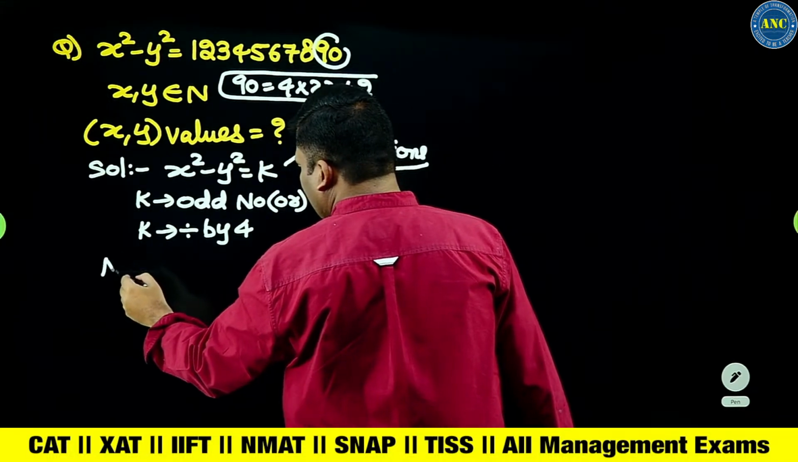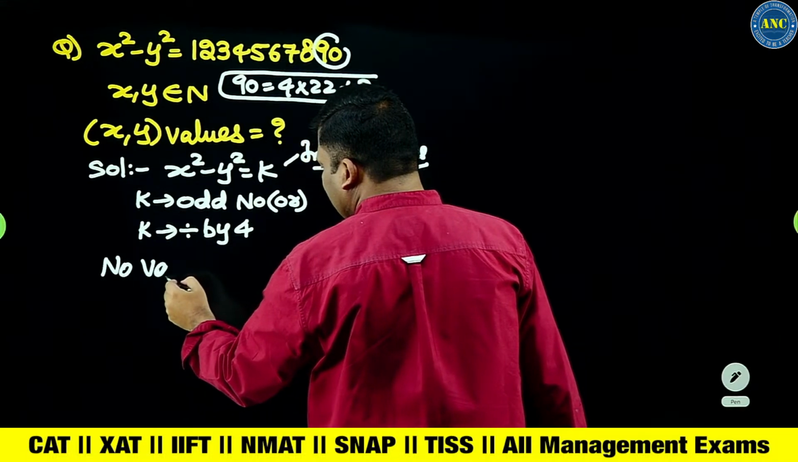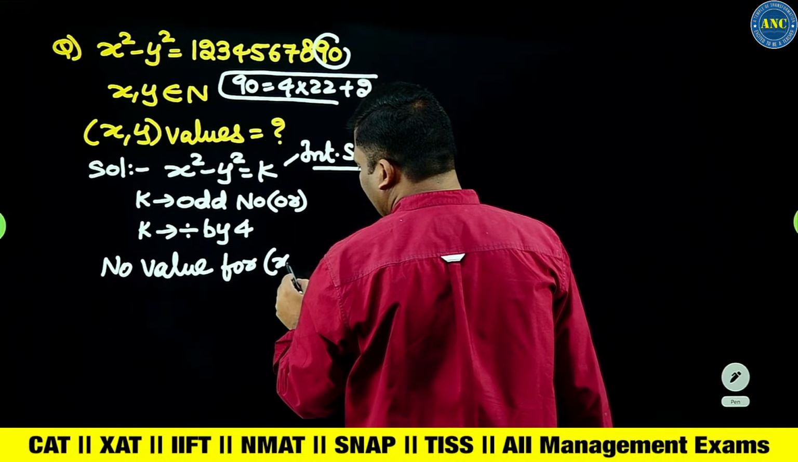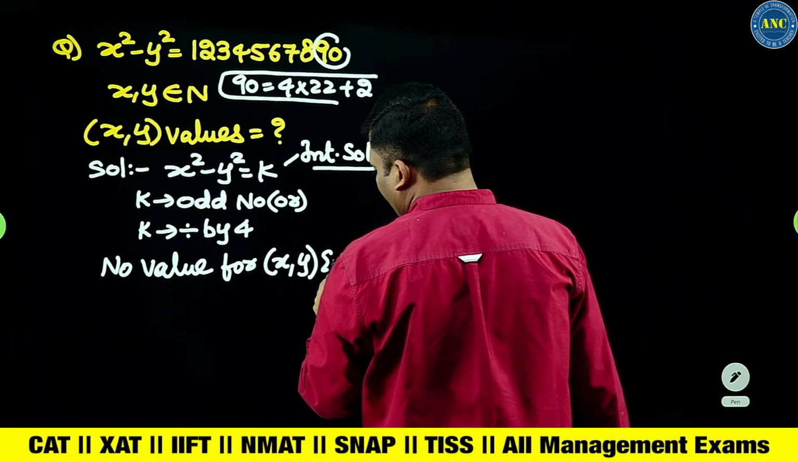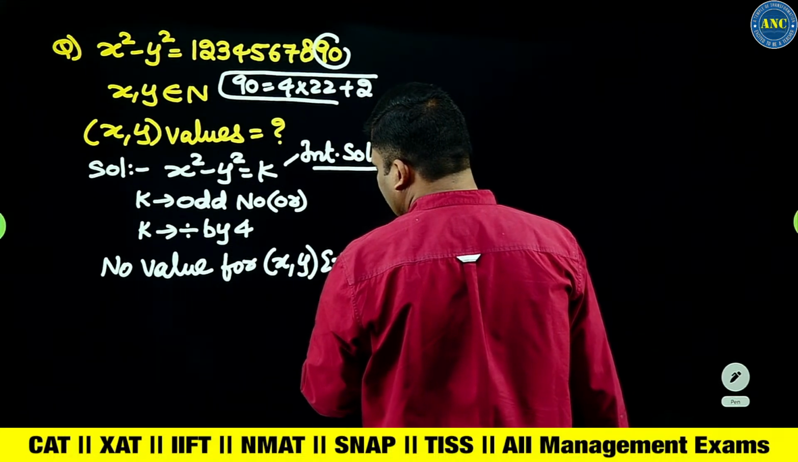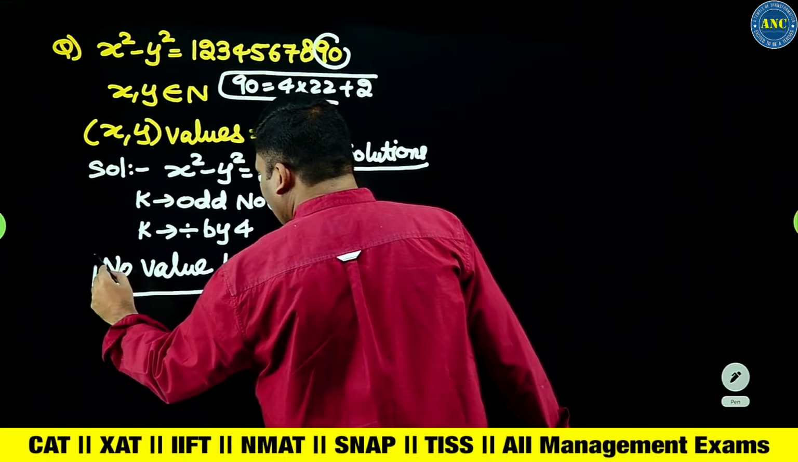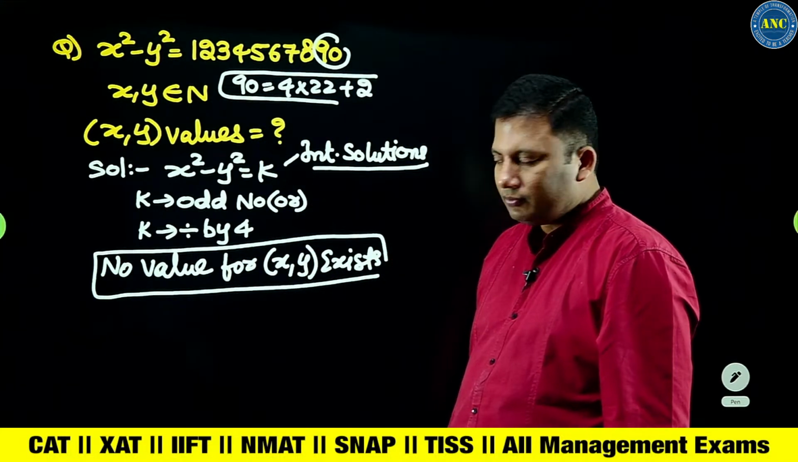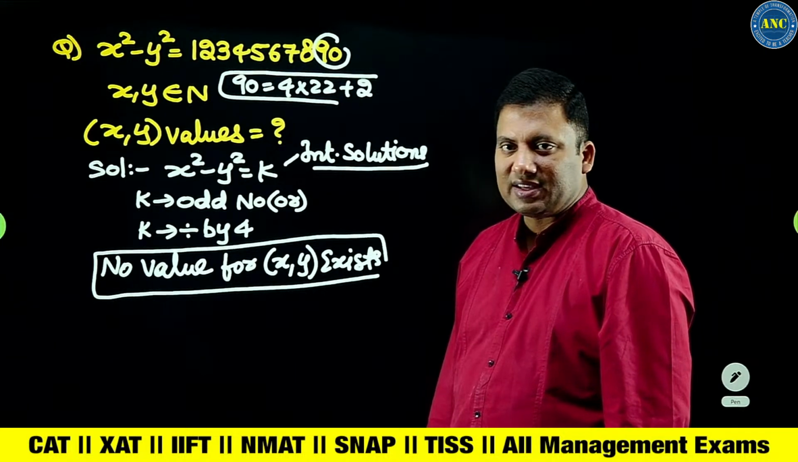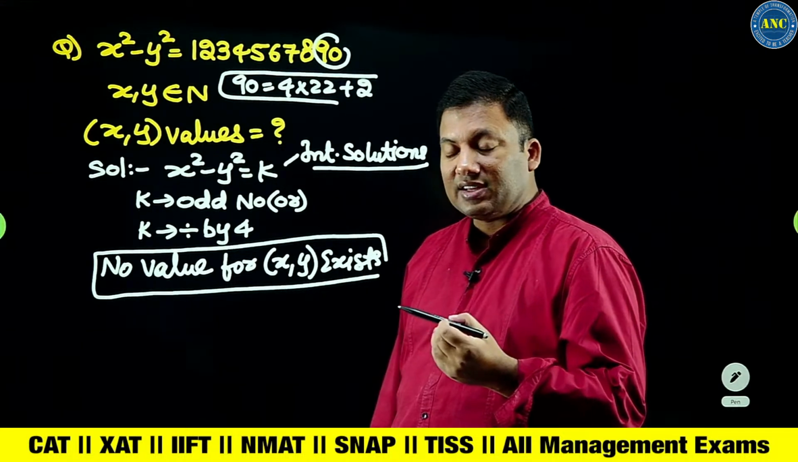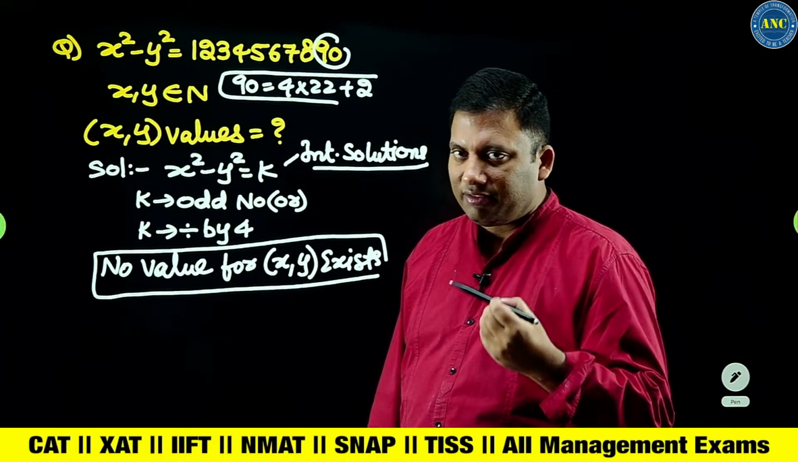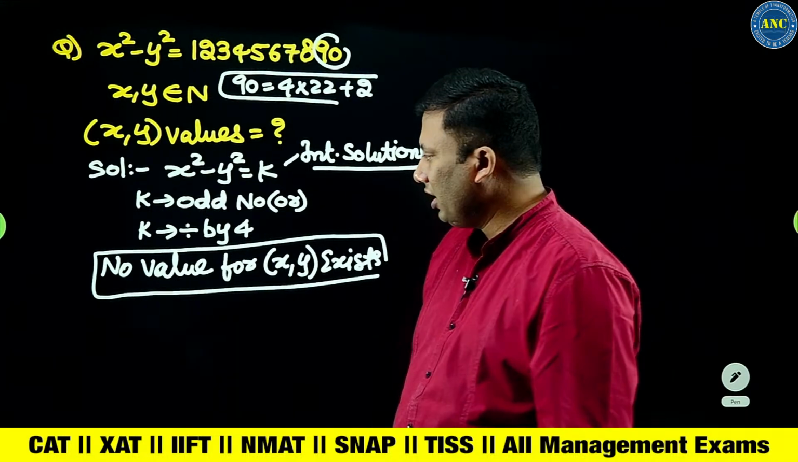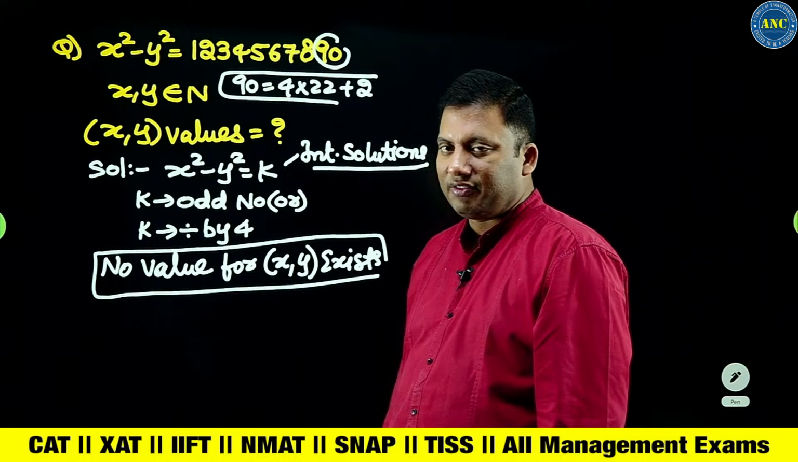Original CAT question, directly within 10 seconds you can solve the question. No value for x, y exists. I hope the idea is very much clear to you. No value for x, y exists. The right hand side should be divisible by 4. 90 is not divisible by 4. Therefore, write no value for x.